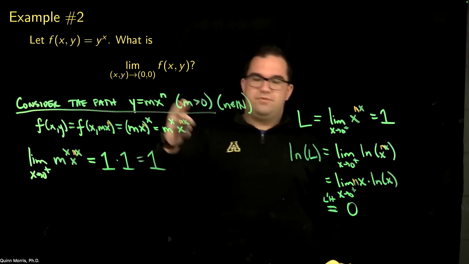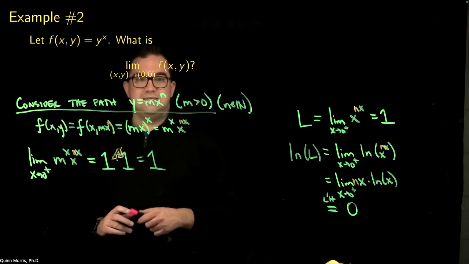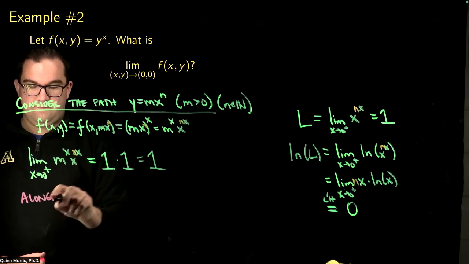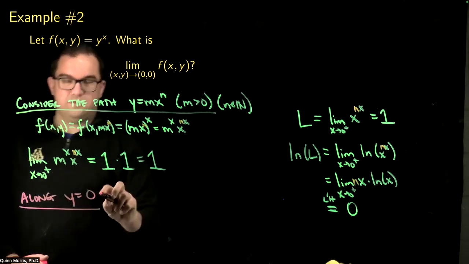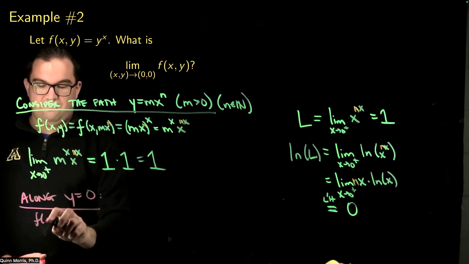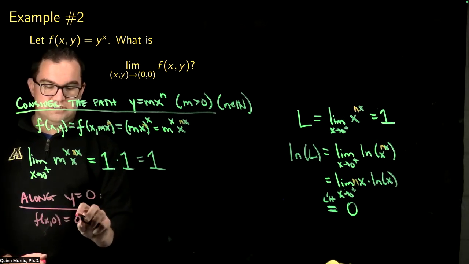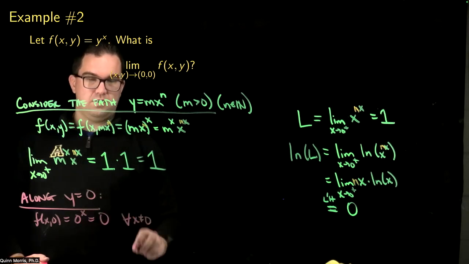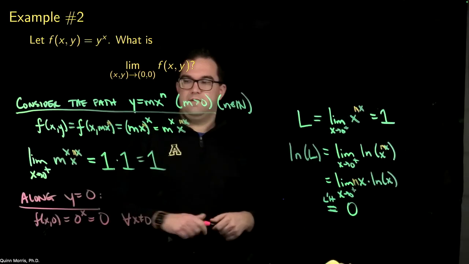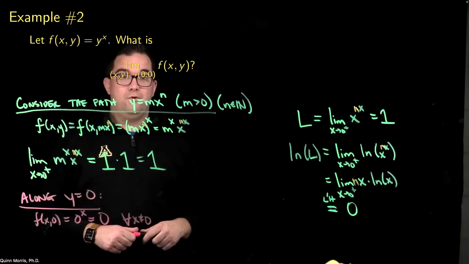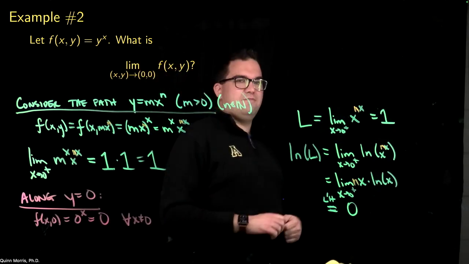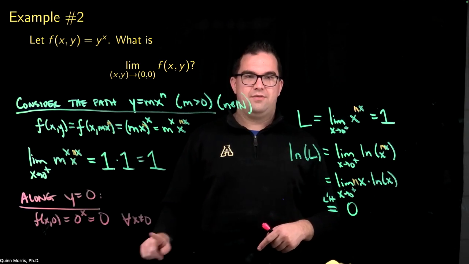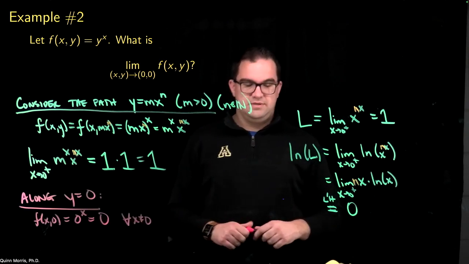If m was equal to 0, that's actually just looking along the path y is equal to 0. So if we look along the path y is equal to 0, what's going to happen? I'm going to get f of x, 0, which is 0 to the x, which is actually equal to 0 for all non-zero x. Okay, and so that limit, in fact, is going to be 0, right? So I've been a little bit dishonest that all of these are 1, because if I just look along this path, I'll get that the limit is going to be 0.